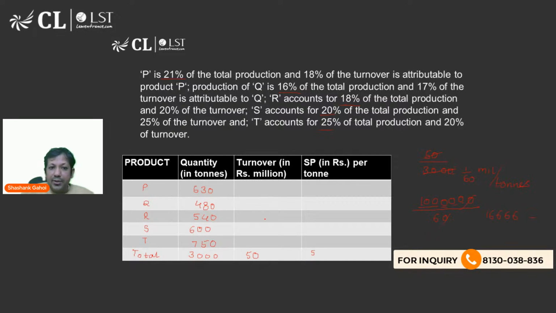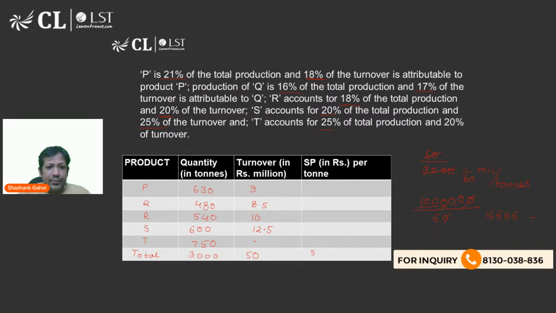Now let me look at the turnover. The first one is 18%. 18% of 50 is 9 million. The second one is 17%. 17% of 50 means 8.5 million. Then R is accounting for 20%. That is 10 million. And S is accounting for 25%. 25% of 50 is 12.5 million.